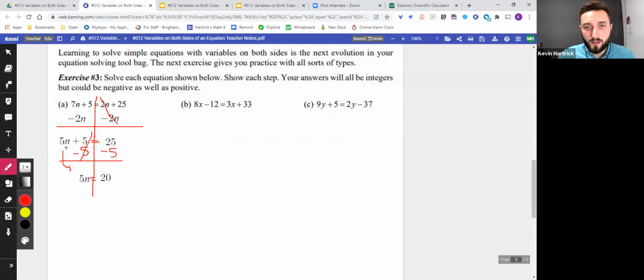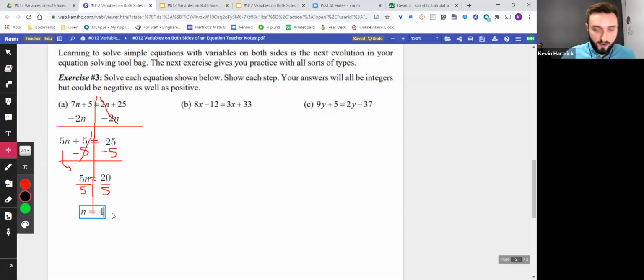My last step, I have to undo the multiplication. So undoing a times 5 is dividing by 5. When I finish out my equation here, I just have an n equals, which is what I wanted. 20 divided by 5 gives me 4. So my answer for this complex equation here is that n equals 4.